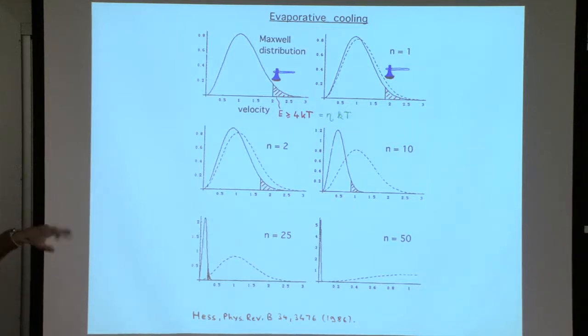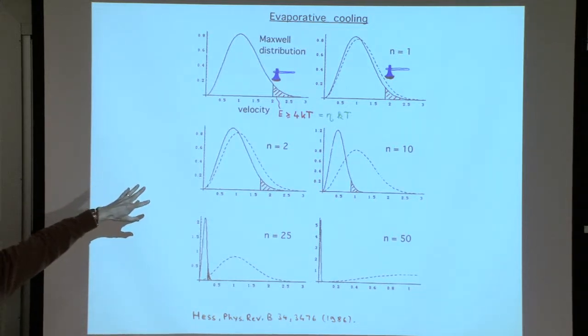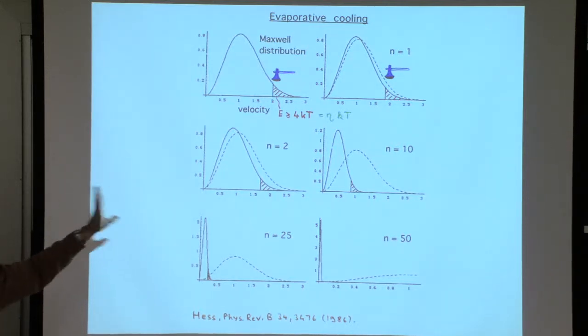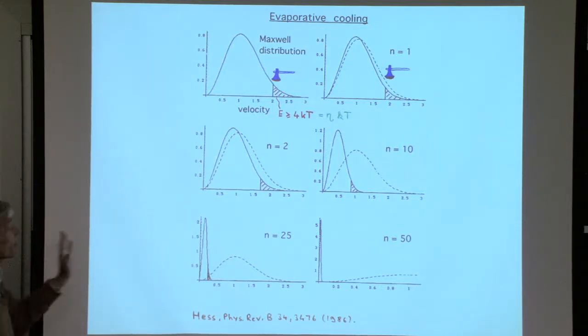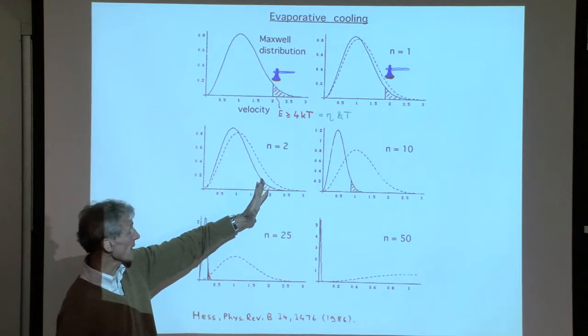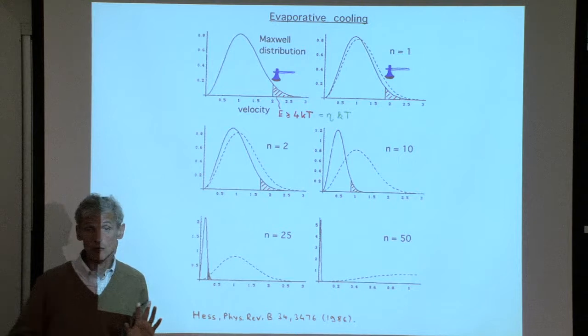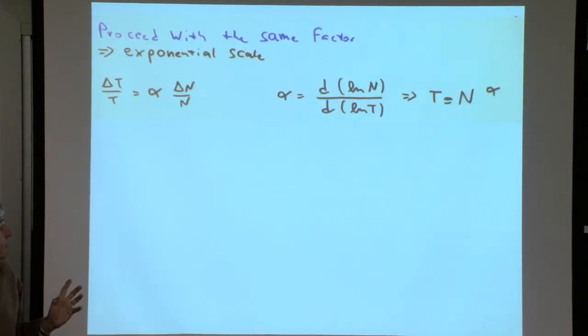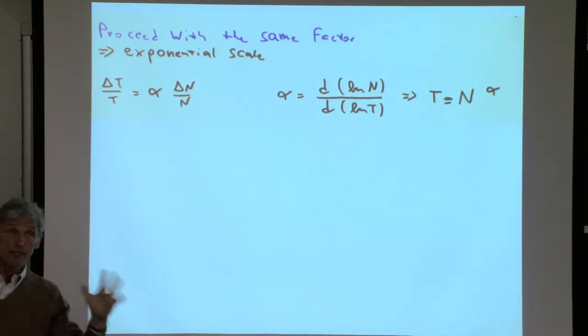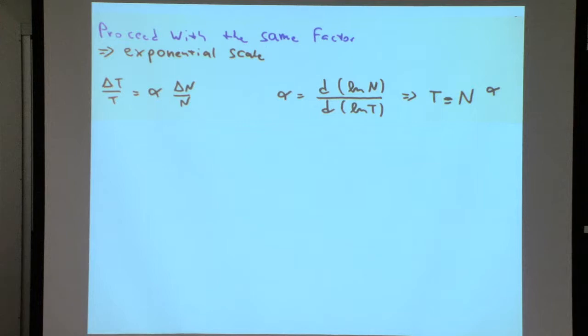I actually used this cartoon picture to develop a mathematical model for evaporative cooling, which is still the simplest model for evaporative cooling that you can find in the literature. But if you think in that way, every time you remove a few percent of the atoms, you realize that you should think in a logarithmic way. Every time you lose a certain percentage of your atoms, you decrease the temperature by a certain percentage.